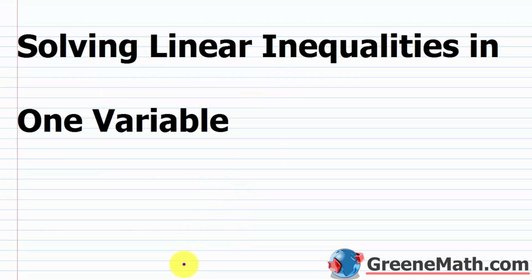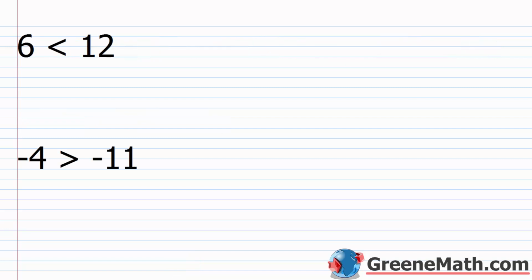In this lesson, we want to review solving linear inequalities in one variable. So in the traditional sense, when we think about an inequality, we're thinking about a statement that two algebraic expressions are not equal in value. So something like 6 is less than 12 is a way to notate that 6 is a smaller number than 12. Or something like negative 4 is greater than negative 11 is a way to notate that negative 4 is larger, or you could say greater than negative 11.